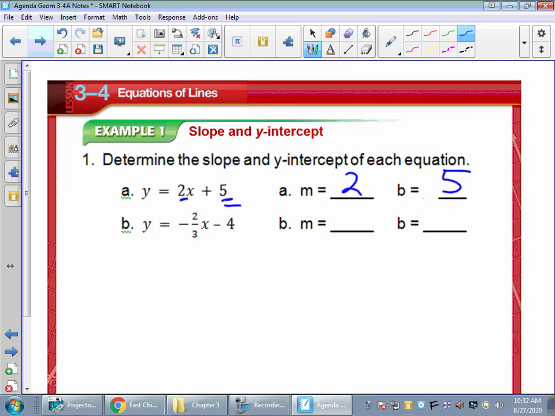Okay, how about the second one? Again, fairly easy. Your m value is here, -2/3. And then your b value here would be -4. So that's an easy type of problem that we've done many times before.